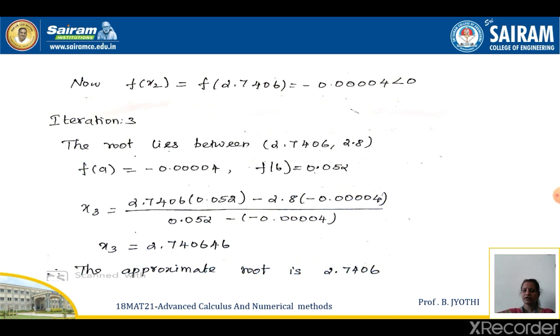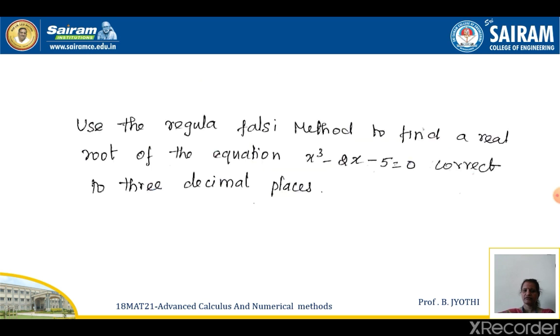So x3 is computed by using the new values. We get 2.740646. The approximate root is 2.7406, because the previous value is also 2.7406. Up to 4 decimal places it repeats, hence we can stop this.